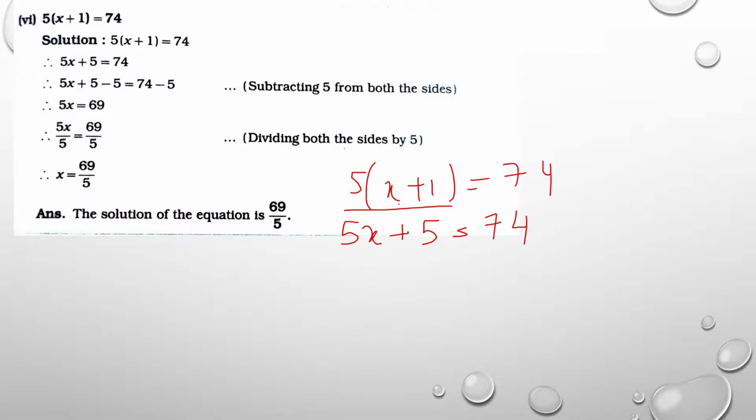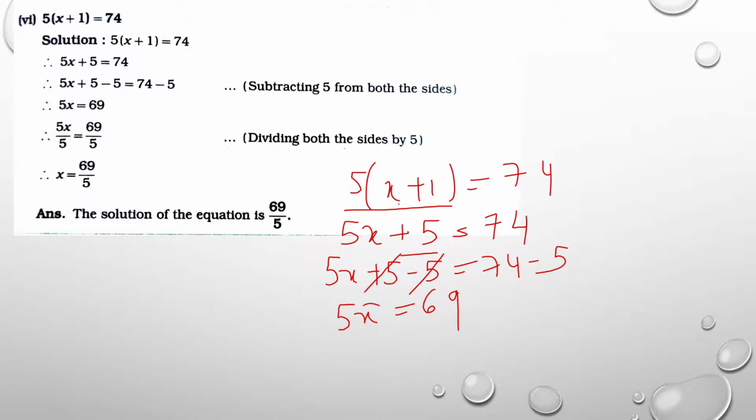Now see here. Now you have to remove this plus 5. So what you have to do? On both the sides, you have to subtract 5. You are subtracting 5 on both the sides. So plus 5 and minus 5 becomes 0. So 5x is equal to what? 74 minus 5 is what? 69.